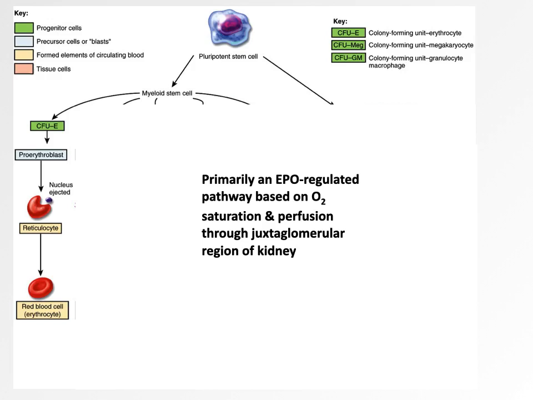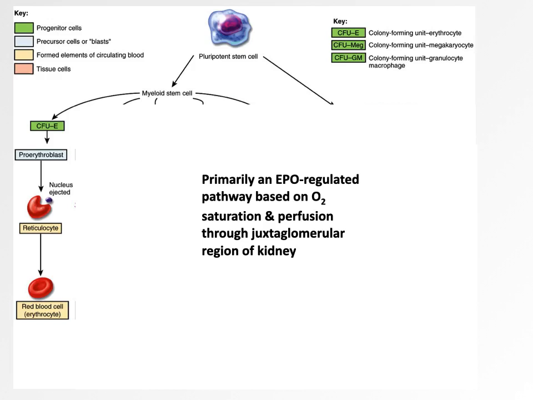These CFUEs then undergo differentiation to what's known as a pro-erythroblast, which then undergoes differentiation and maturation into what's known as a reticulocyte. It's at this point in time that the nucleus of the cell gets ejected. This ejection is important because it's going to increase the area for hemoglobin collection, as well as increase the surface area of the cell for interaction with gases.